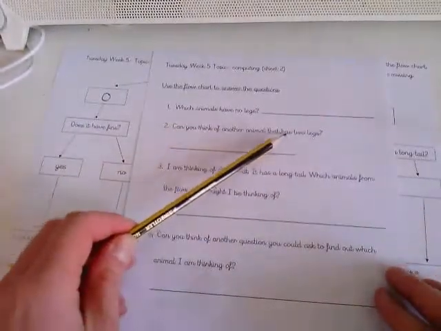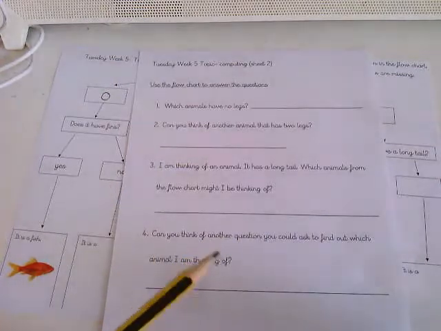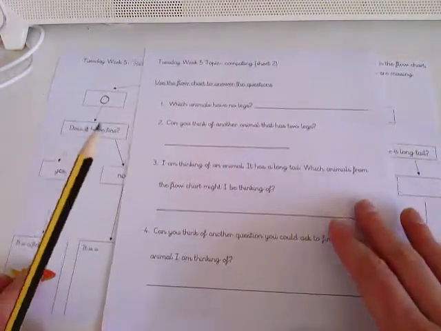Can you think of another animal that has 2 legs? So for this question, you're not looking at your flowchart. You're not using these animals. You're thinking of a different animal that has 2 legs. I'll give you a clue. There will definitely be more than one of these animals in your house.